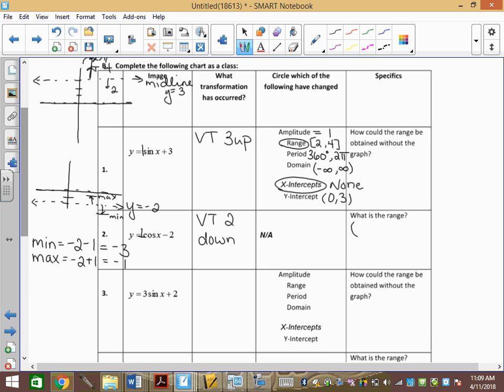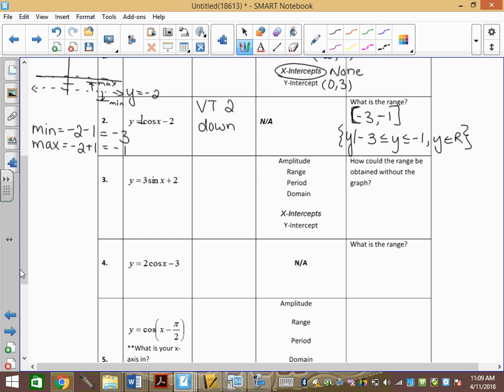And my range is easy. Min to max: square bracket -3, -1. Or y such that -3 is less than or equal to y is less than or equal to -1, y is an element of the reals. Do you know how many people put the interval notation as -1, -3? They think -1 must be smaller than -3 because 1 comes before 3. No, no, no, bad. Make sure that you don't do that. Okay, what are my translations?